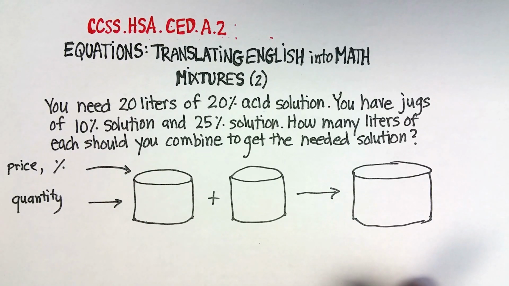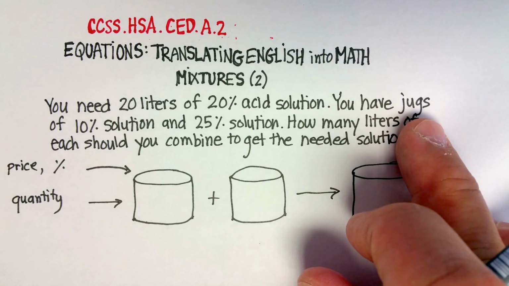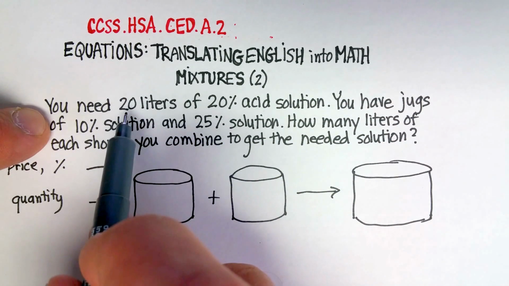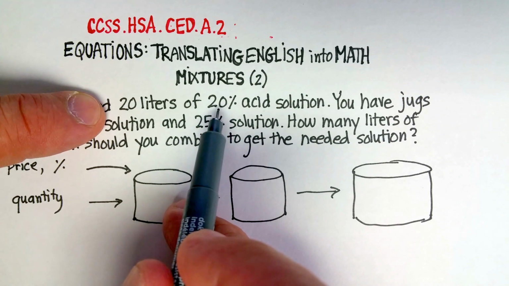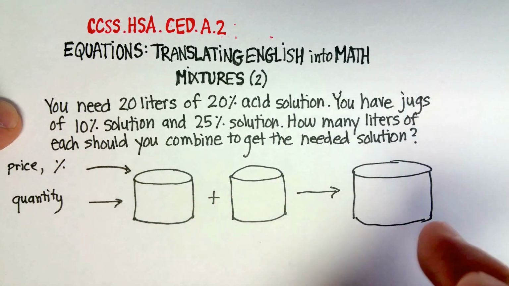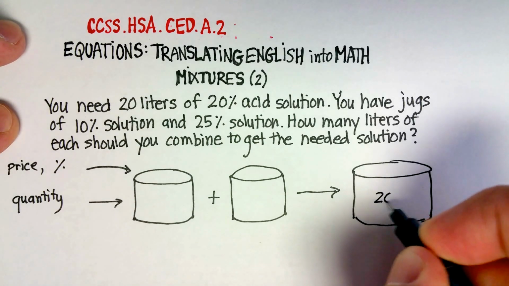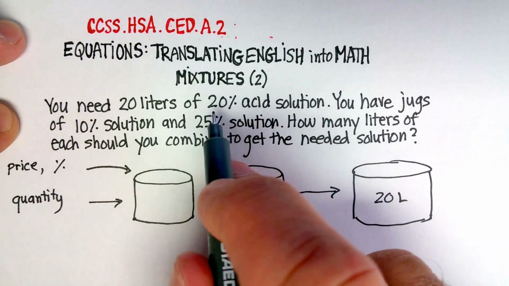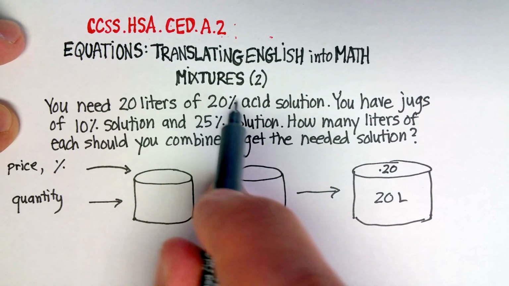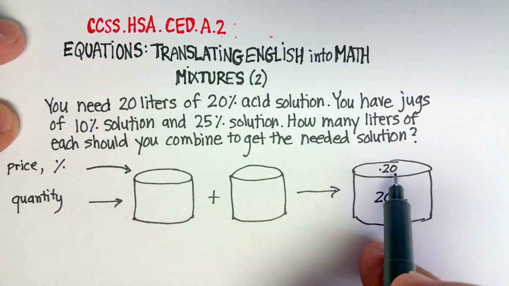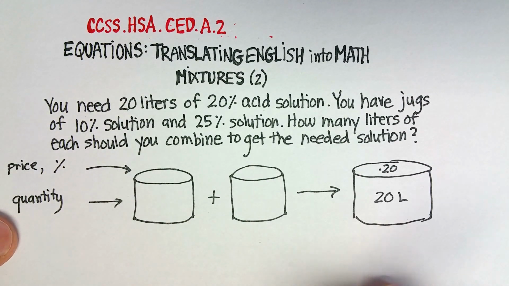Now let's see if we can fill in our 6 spaces. It says you need 20 liters, that's a quantity, of 20% acid solution, that's a percentage. That's what I need, so that goes over here. I'm going to put 20 liters, and for my solution I'm going to put 0.20, because you should always convert that into decimal form. So I've got 2 of my places filled in.